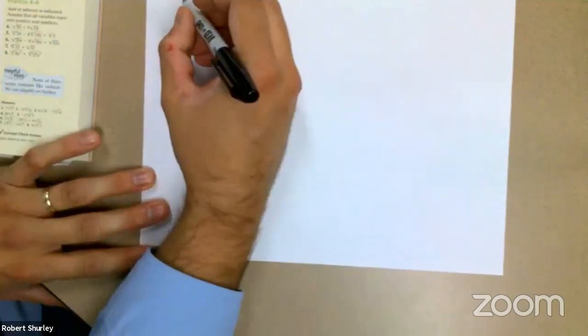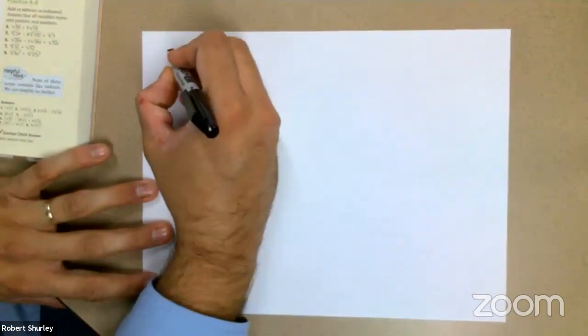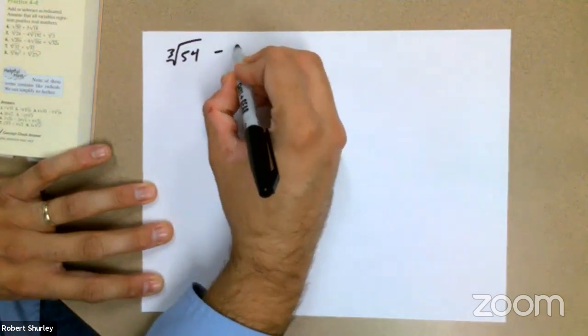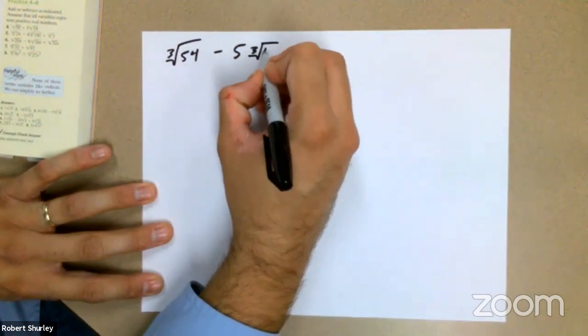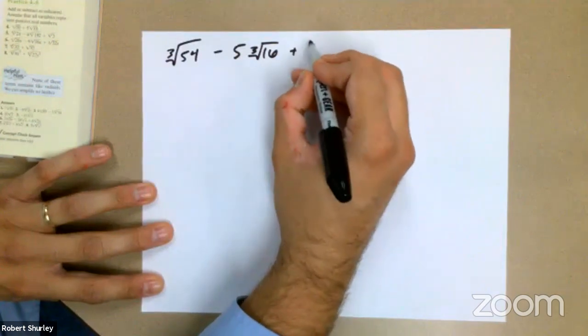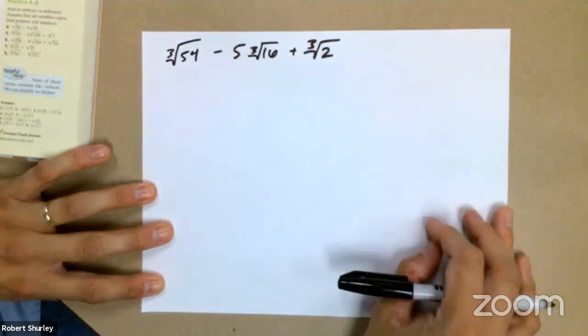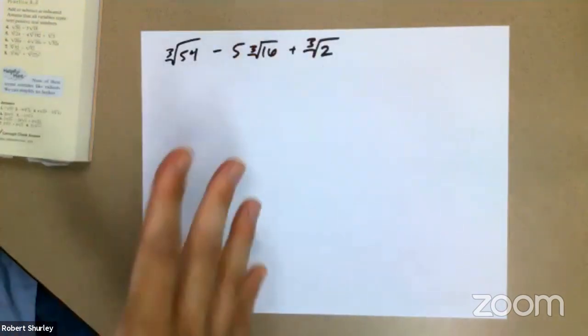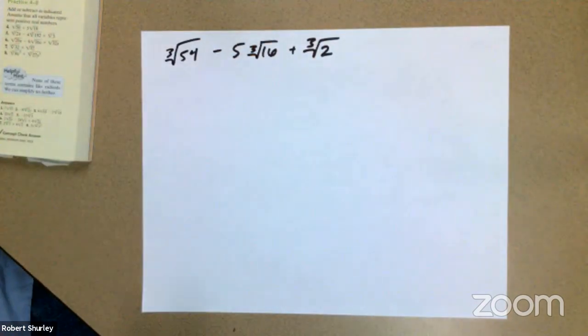I'm going to steal another one from your book. I want you to try this one. This is cube root stuff. Cube root of 54 minus 5 cube root of 16 plus the cube root of 2. So try this one. I'll give you a minute. Simplify. The way they're written, they can't be added together, right? But simplify them and see if they can be added together.